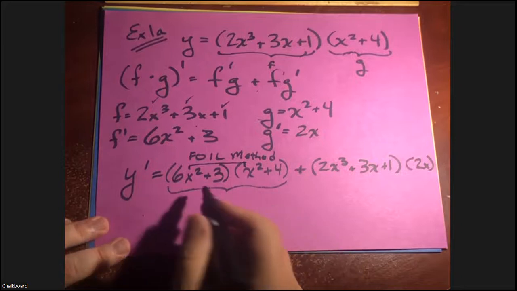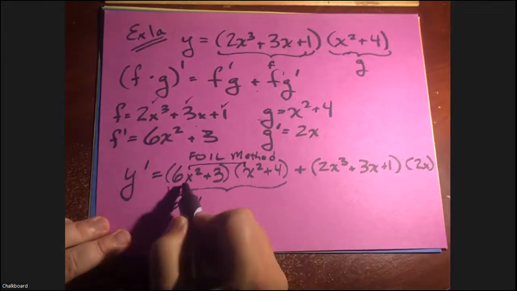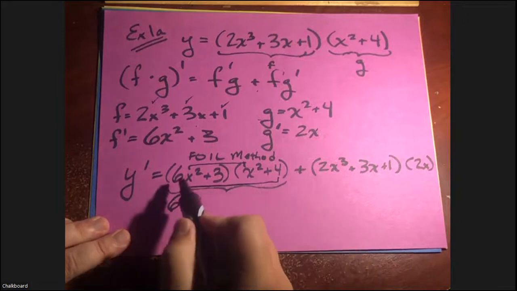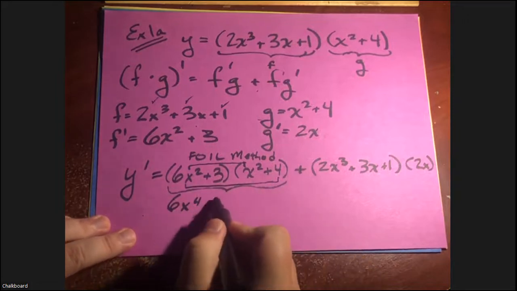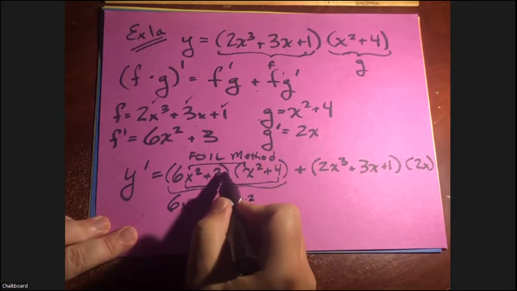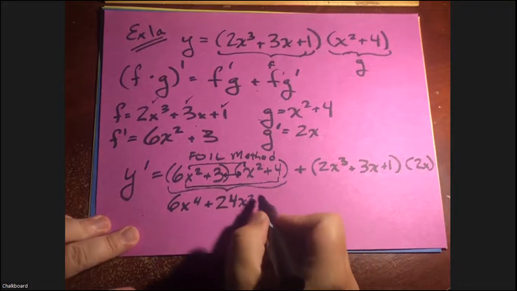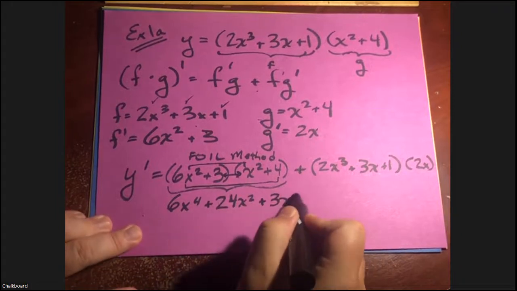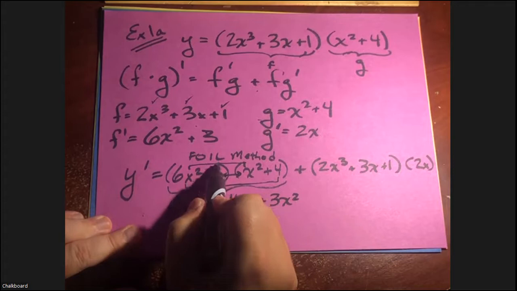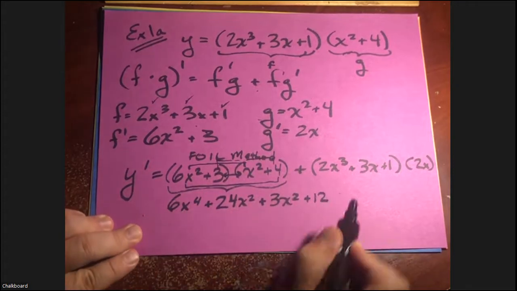6x squared times x squared, that's 6x to the 4th. This is the outer pair. 6x squared times 4, and that's 24x squared. This is the inner pair. 3 times x squared makes 3x squared. And this is the last pair. 3 times 4 makes 12.